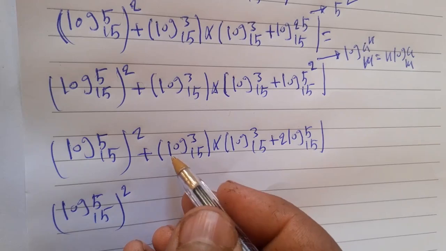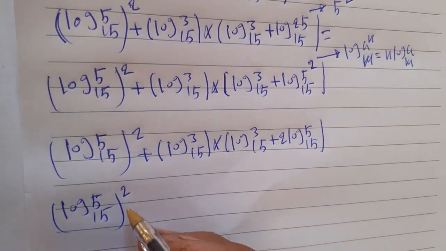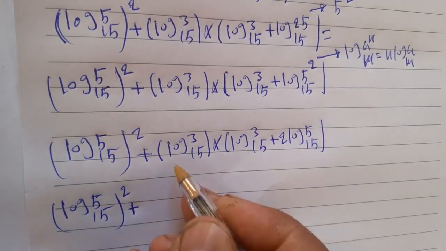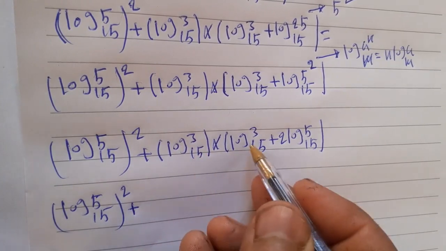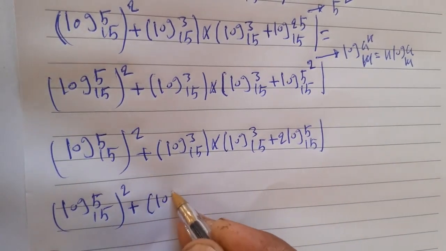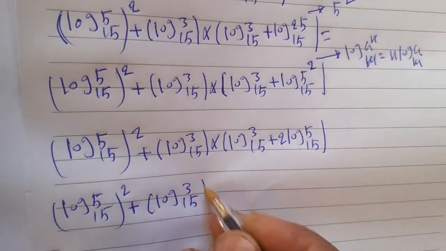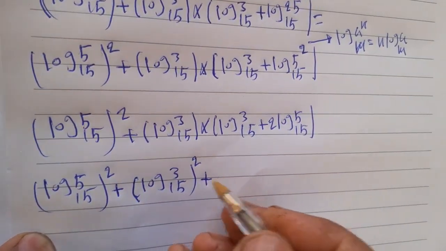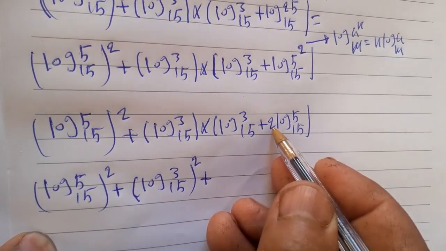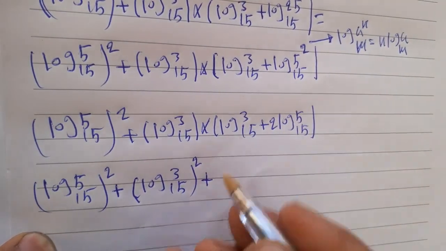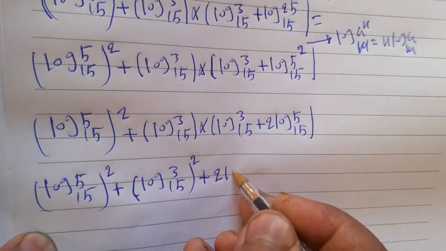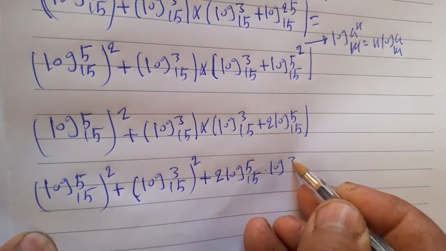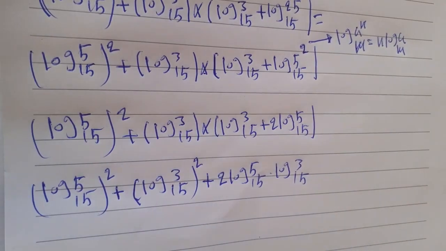Now we multiply each term by each other: log 3 base 15 times log 3 base 15 gives log 3 base 15 squared, and log 3 base 15 times 2 log 5 base 15 equals 2 log 5 base 15 times log 3 base 15.